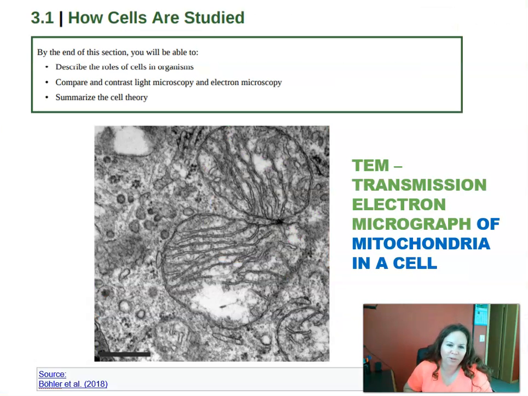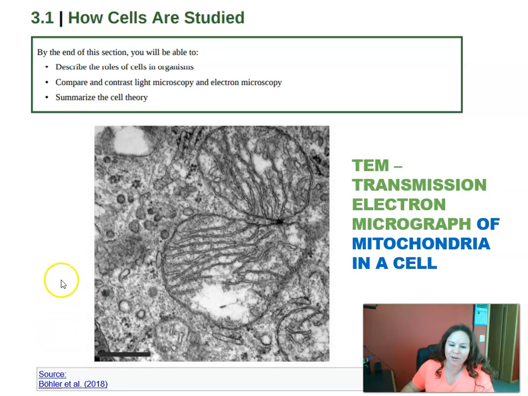So first of all, we're looking at how cells are studied in section 1. Our goals are to be able to describe the roles of cells in organisms, compare and contrast light microscopy and electron microscopy, and summarize what cell theory is.